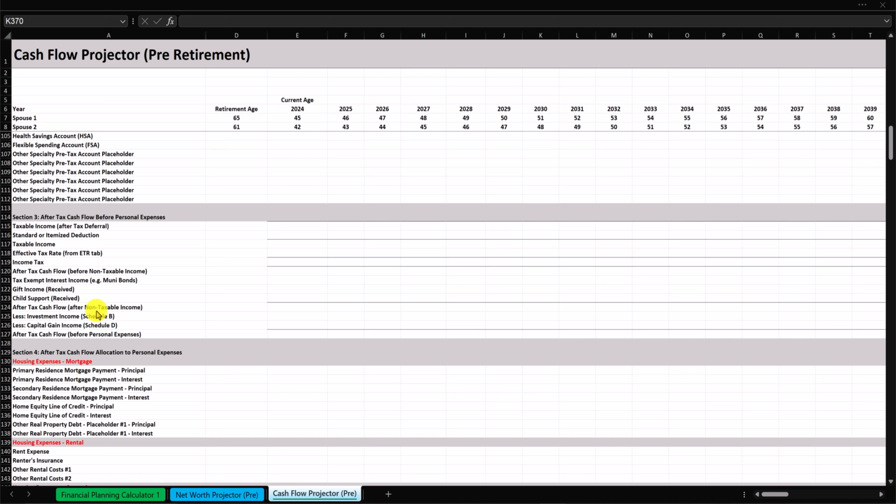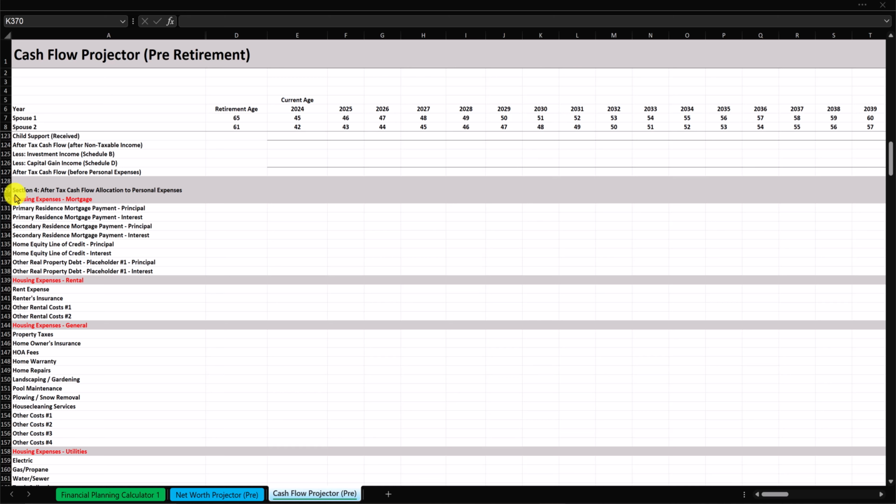Now, I have put in 2 line items here where we are going to remove from this calculation investment income as well as capital gain income, because investment income is going to be tracked and handled on the net worth projector. We're only bringing it over here for purposes of calculating tax. And the same thing is going to be true with this capital gain income. Remember, capital gain is just a tax recognition event. The actual gain itself is still going to be handled and included on the net worth projector over here. So once we remove those items, we will be at an after-tax cash flow before considering our personal expenses, and that is where we are going to start section 4.